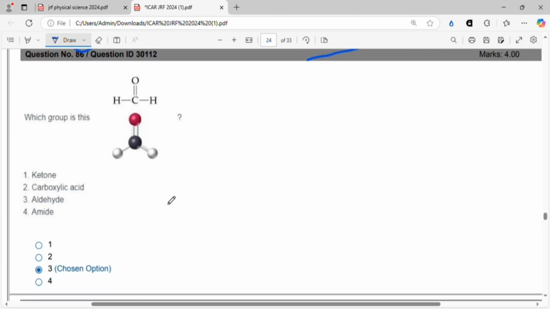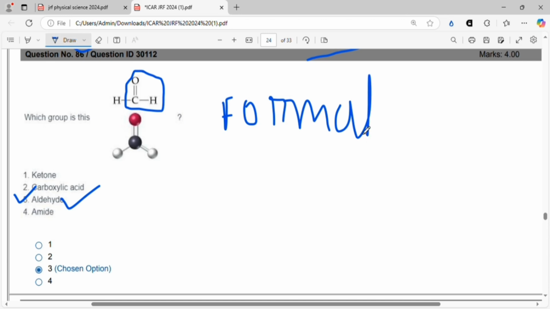Which group is this? They have given such a nice figure and they are asking which group is this. So this is another question from biomolecules, and this is the functional group CHO, that is an aldehyde. What is the name of this compound that they have given here? I think you know. This is formaldehyde.